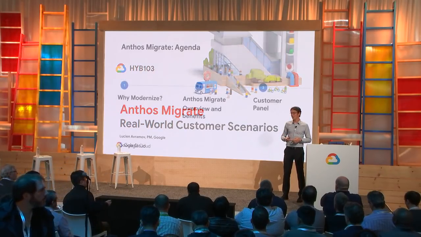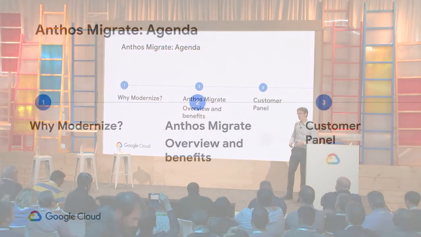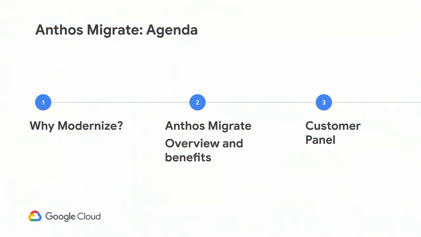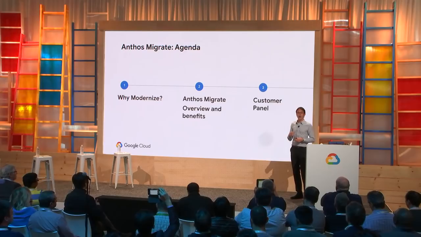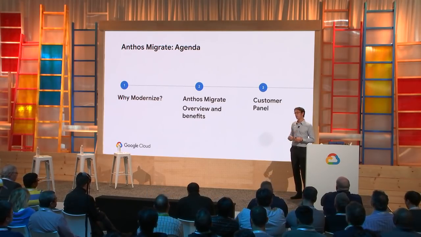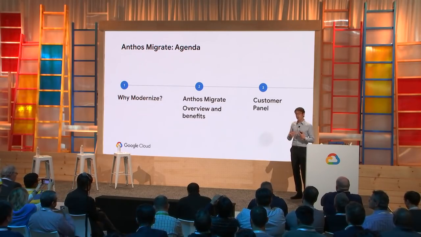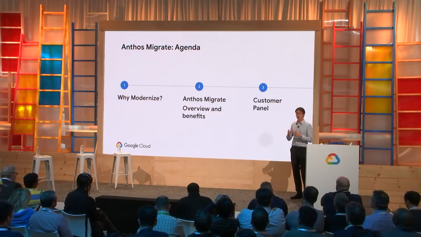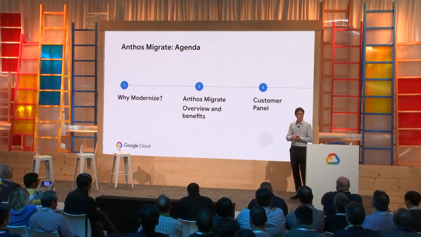So with that, let's begin. Here is our agenda for the next 45 to 50 minutes. At first, I'd like to talk with you about modernization. What does that mean, and why do we do it? Then we'll deep dive into Anthos Migrate per se. What is it? What's the overview? What are the benefits of this product that we announced?